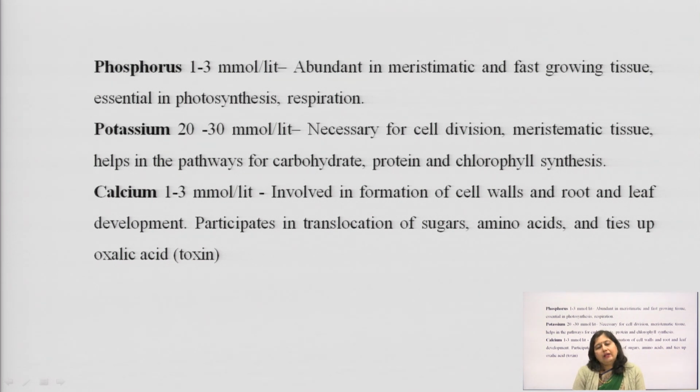Potassium is required in a higher amount, about 20 to 30 millimole per liter, and it is necessary for cell division in meristematic tissue and helps in the pathways for carbohydrate, protein and chlorophyll synthesis. Calcium is required in about 1 to 3 millimole per liter, and it is involved in the formation of cell walls and root and leaf development. It participates in translocation of sugars and amino acids and ties up oxalic acid, which is a toxin.